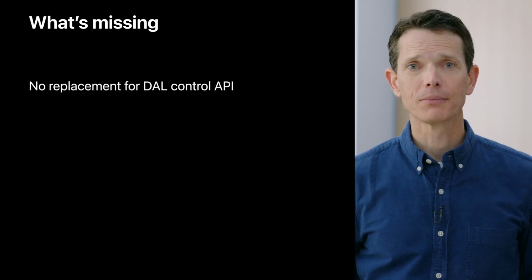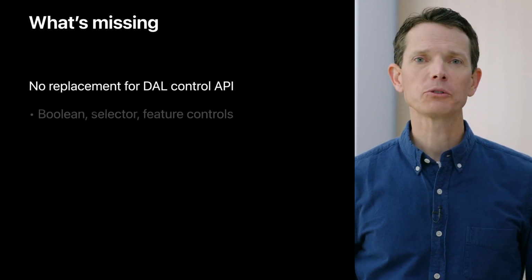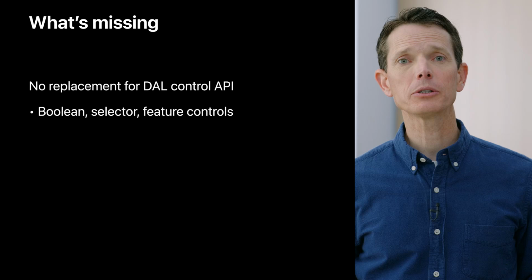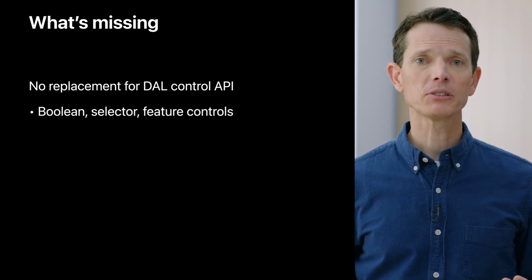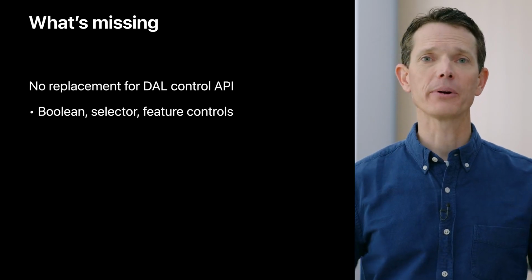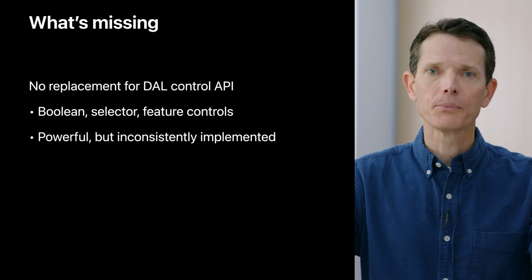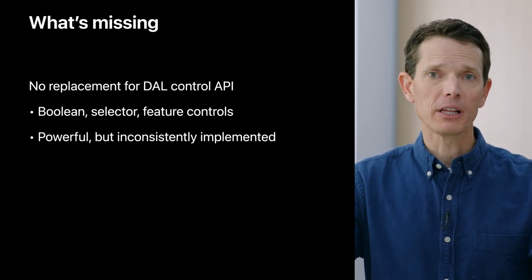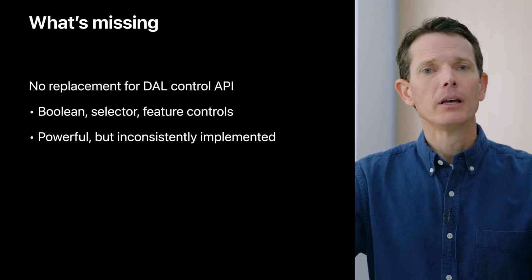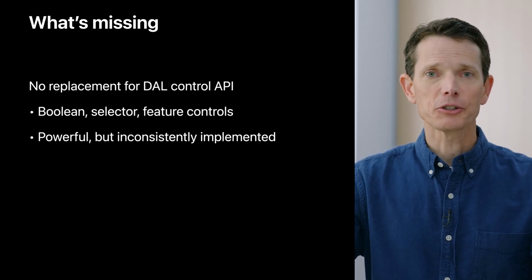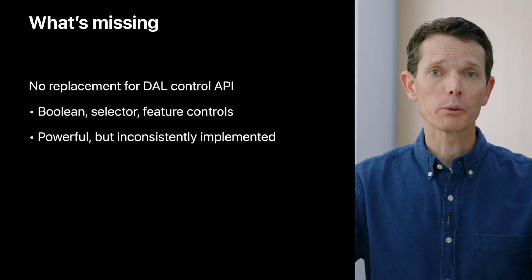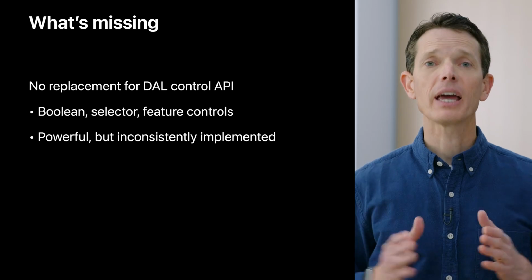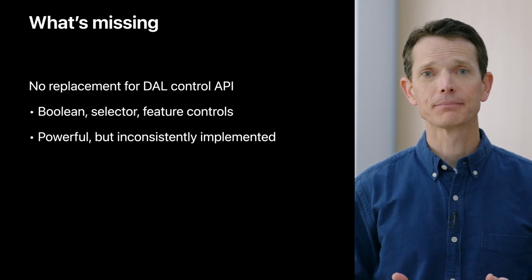The DAL plugin world exposes a fourth interface called DAL controls. Plugin developers use these to expose features such as auto exposure, brightness, sharpness, pan and zoom, etc. While powerful, they've been implemented inconsistently, so it's difficult for app developers to use them. In the CMIO extension architecture, we don't offer a DAL control replacement. Instead, everything is a property.